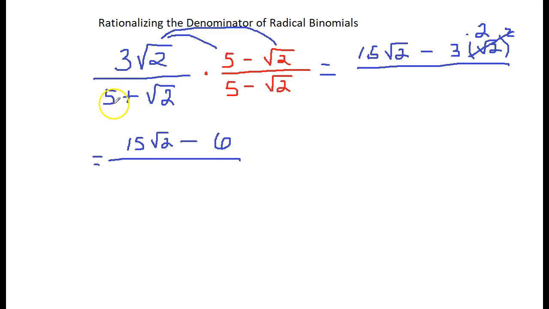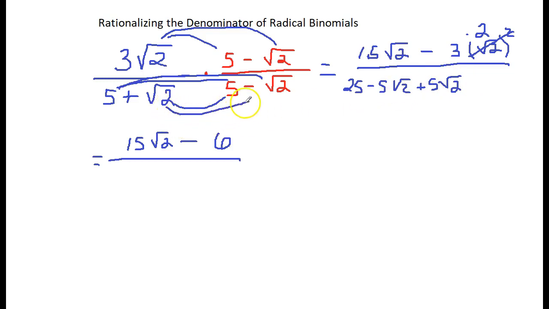Now I have to do the denominator. So I'm going to multiply. You have to use that FOIL method. So multiply first. 5 times 5 is 25. Then we do the outside. Minus times a positive gives you a negative. So minus 5 radical 2. Then I do the inside. Radical 2 times 5 gives you plus 5 radical 2.